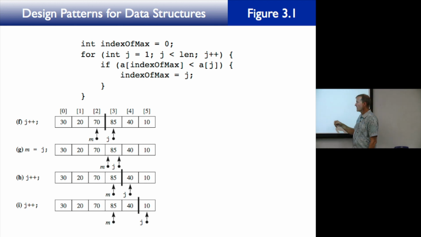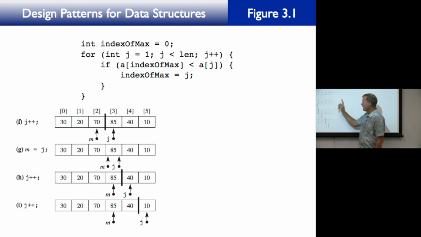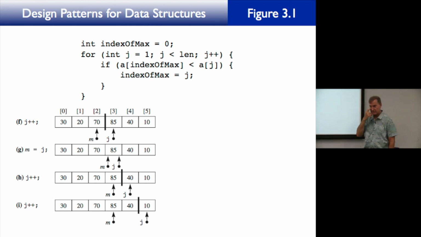Okay, so this picture at F is the situation where we just did J++, and after the J++, what's the value of J here? 85. No, J is not 85. J is 3. A sub J is 85. Are we good? Okay. And furthermore, at this point in the code, M is pointing to what? Or what is the value of M? 2. The value of M is 2, and A sub M is 70, and 70 is the what? Max. Well, the maximum, not of the whole thing, but what? The maximum so far. Are you with me? The maximum so far. Right?